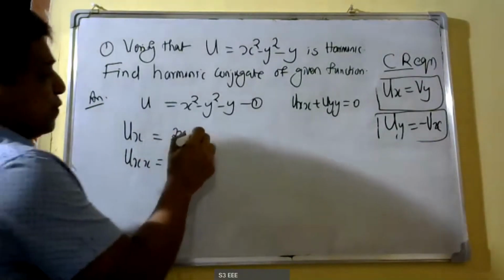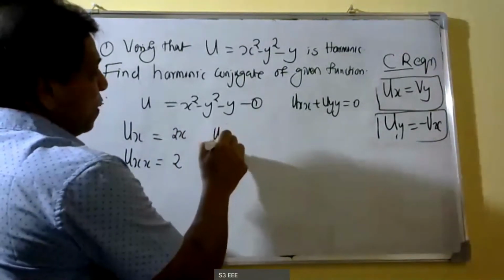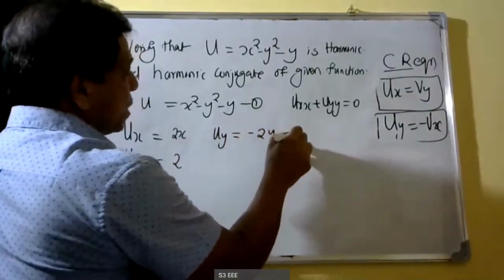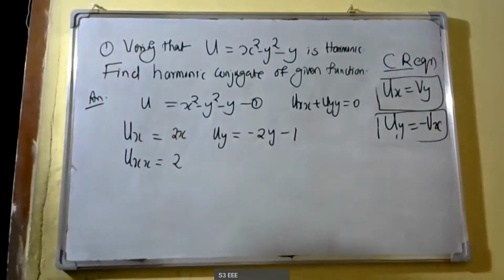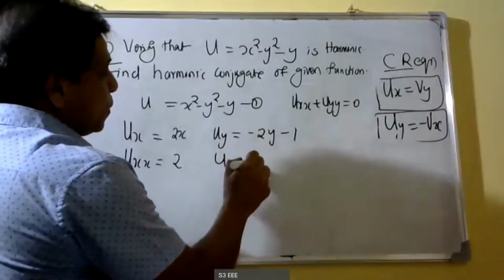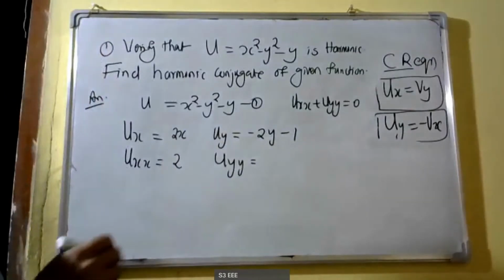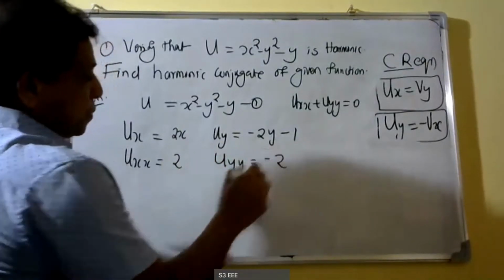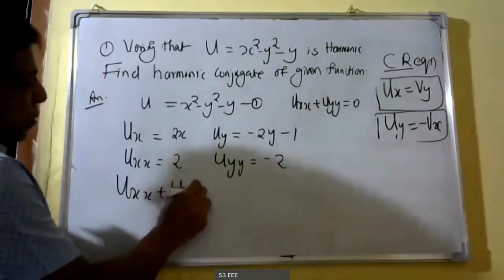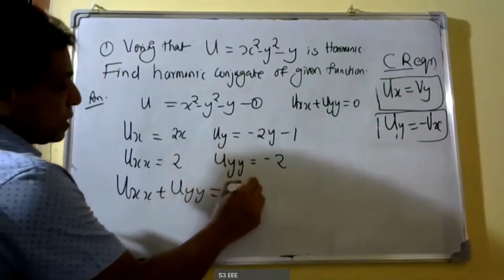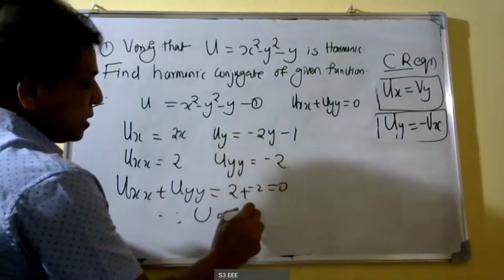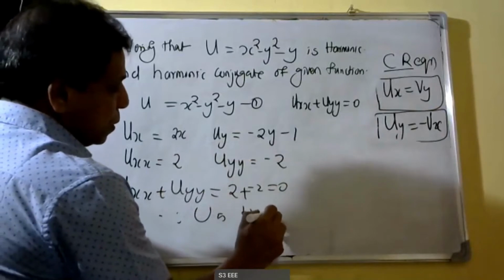Similarly, partially differentiating with respect to y, uy is equal to minus 2y minus 1. Then uyy is equal to minus 2. Then uxx plus uyy is equal to 2 plus minus 2, that is equal to 0. Therefore, u is harmonic.